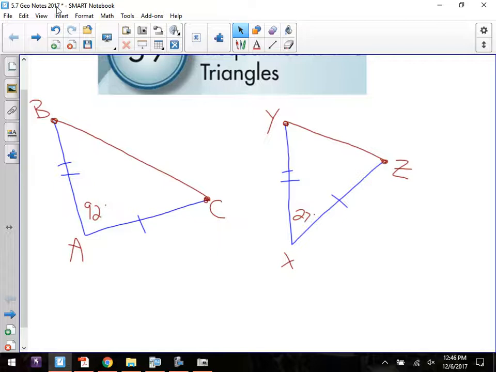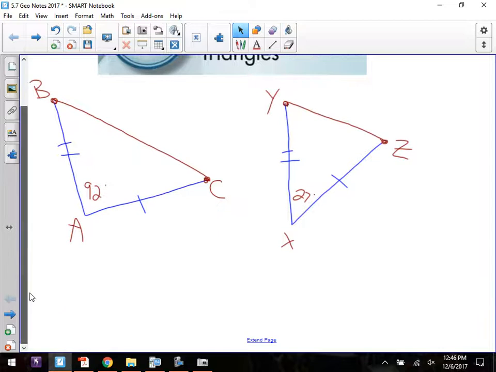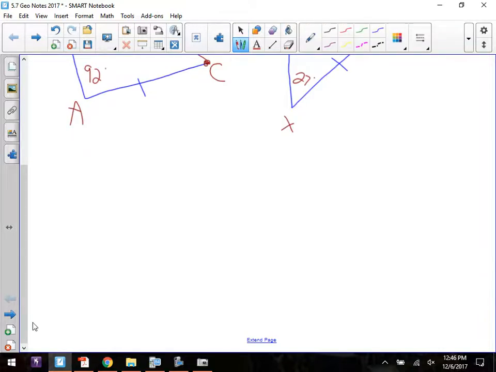So no matter what, if you've got two sets of sides that are congruent, whichever angle is larger has the longer side length. It's something that we call the hinge theorem. This is called the hinge theorem. And it's basically this.